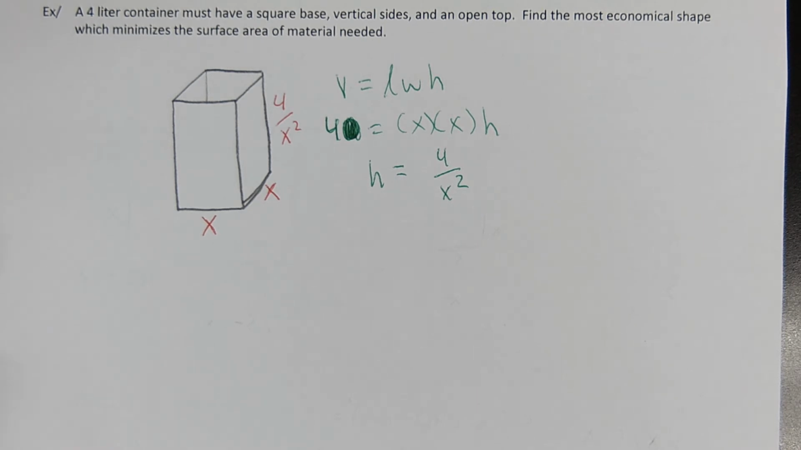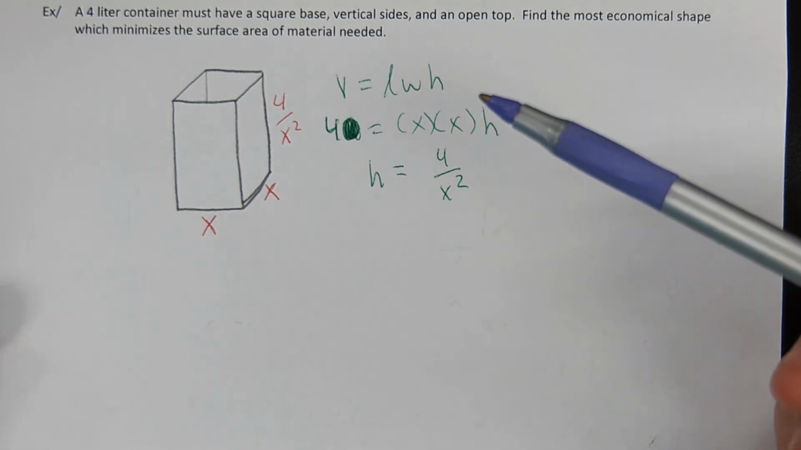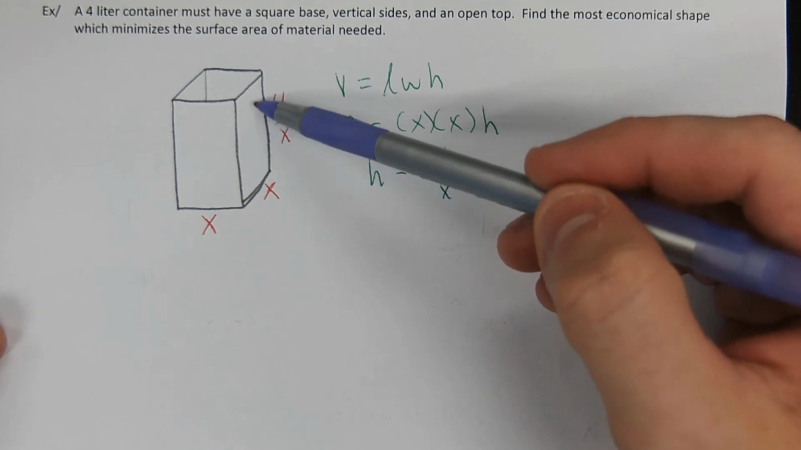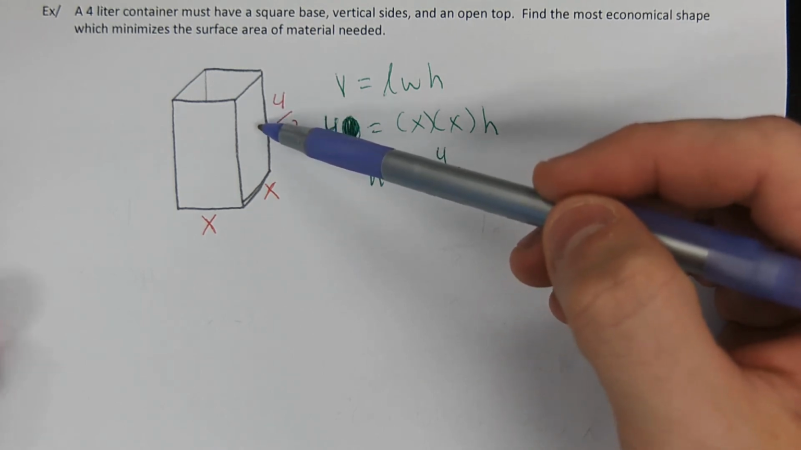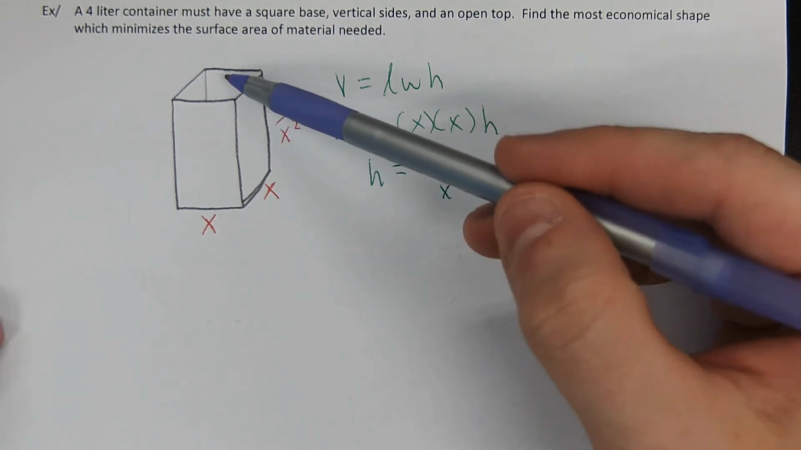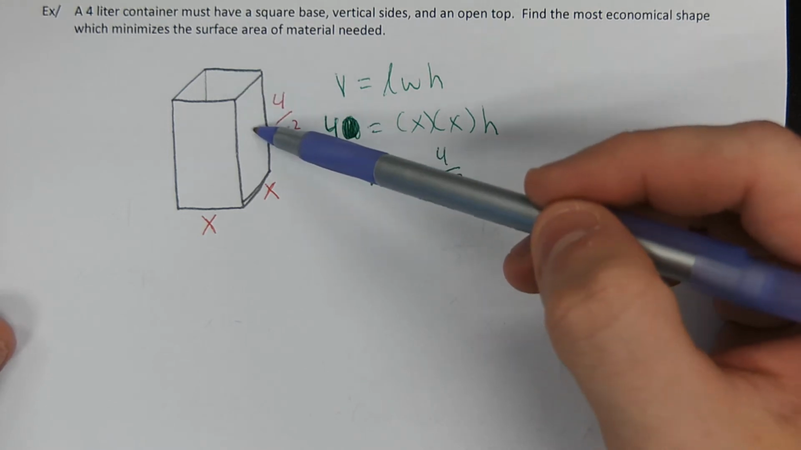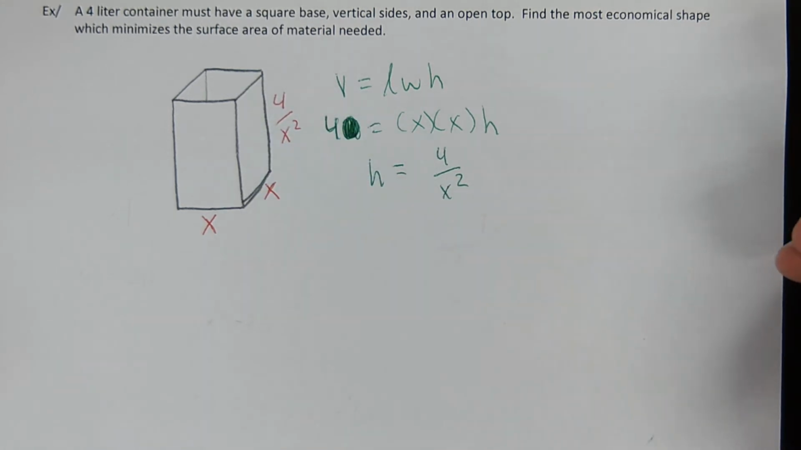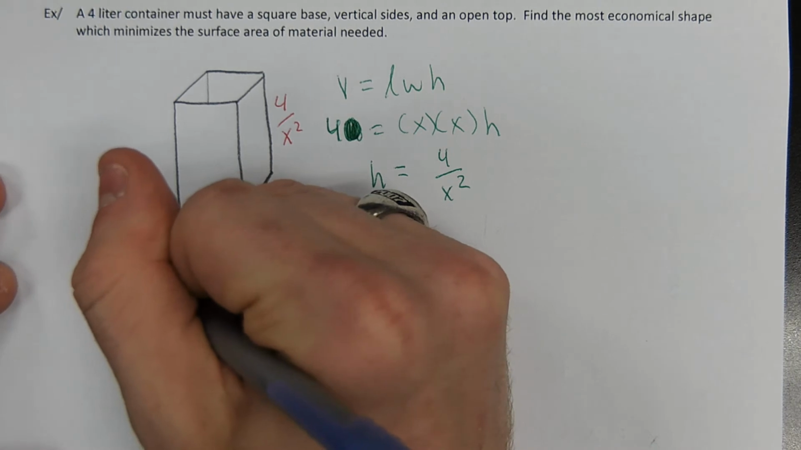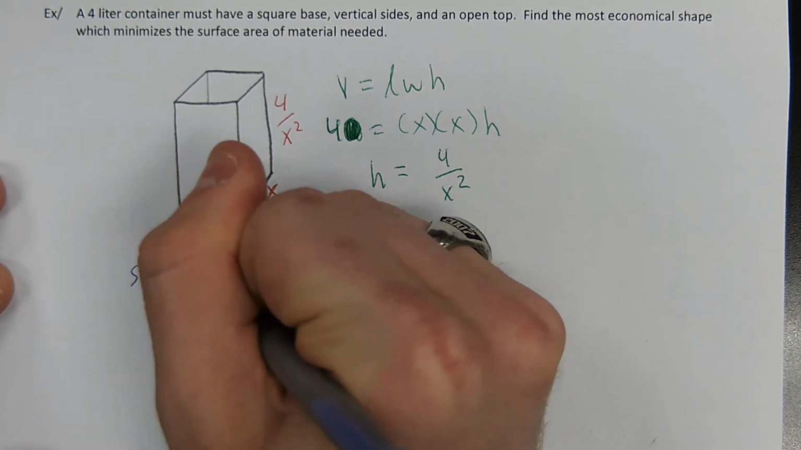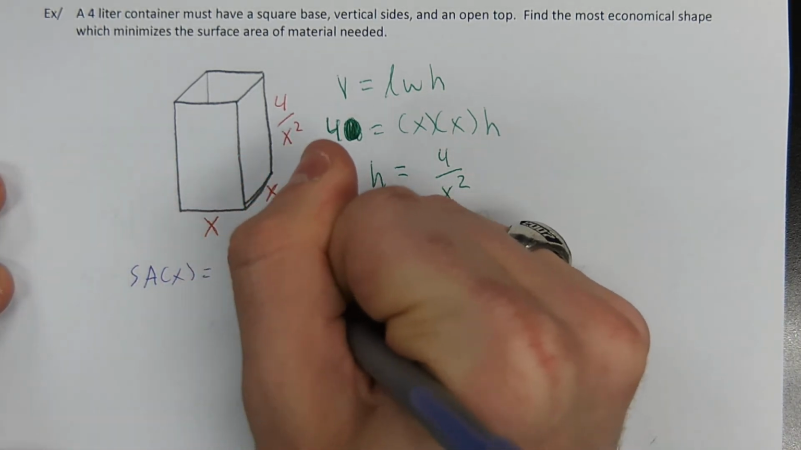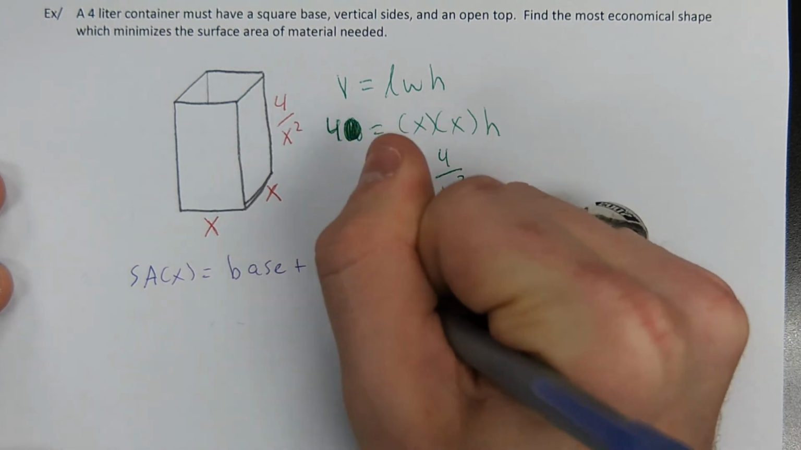You guys remember how to find surface area? Hey, you can just add up all the sides, right? All the faces. So the question becomes, how many of this face would there be? 4 of them. And since it's open topped, it's going to be 4 of these faces plus the square on the bottom. So our surface area in terms of x will be our base plus our 4 faces.